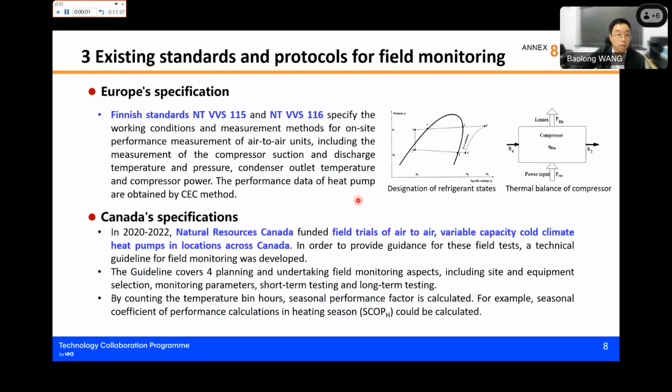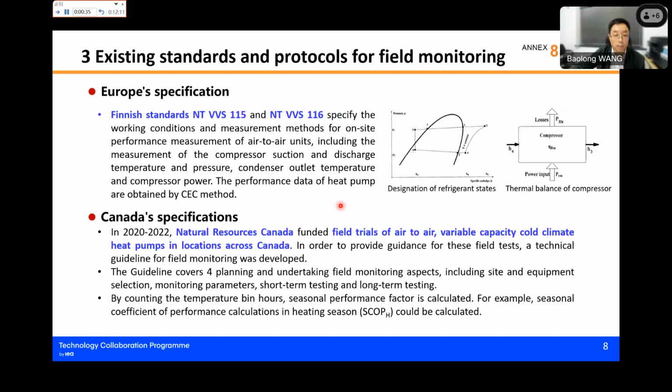So for the third part, I would like to show some existing standards and protocols for field monitoring. Firstly, the European specifications. We found the Finnish standard NTVVS YY5 and Y16. It's a very early standard, proposed to test the field performance of air-to-air units.